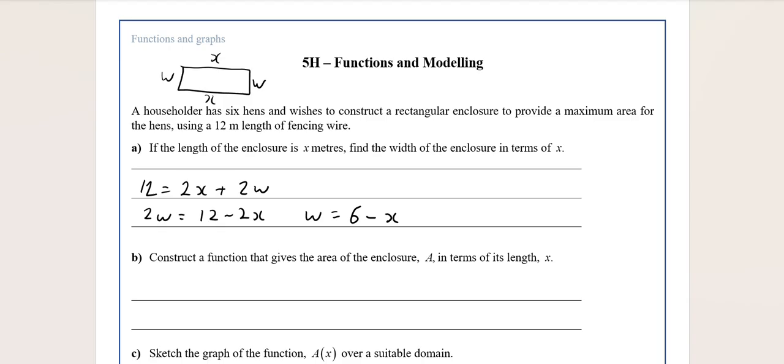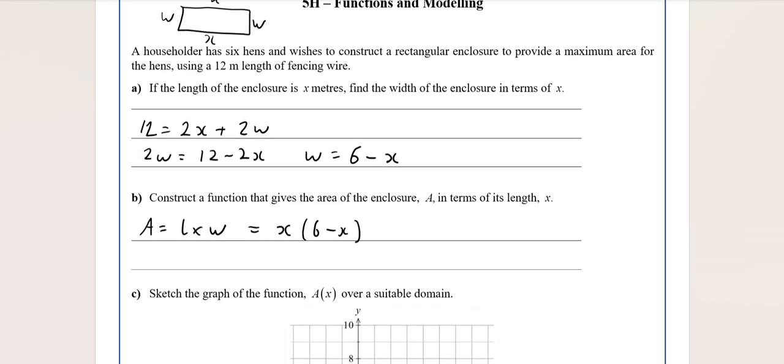Now, question B is going to hopefully look kind of similar as well. We're asked to construct a function that gives the area of the enclosure A in terms of its length x. So to figure out the area, we should know for a rectangle the area is going to be length times width. And we know that the length is going to be x. So that's our length. It's going to be times by the width. And we know from above that the width is going to be 6 minus x. So we can just put that in. Length is x, width is 6 minus x. We times them together, we've got our area function. So we've seen this before, and hopefully this is just a bit of a refresher.